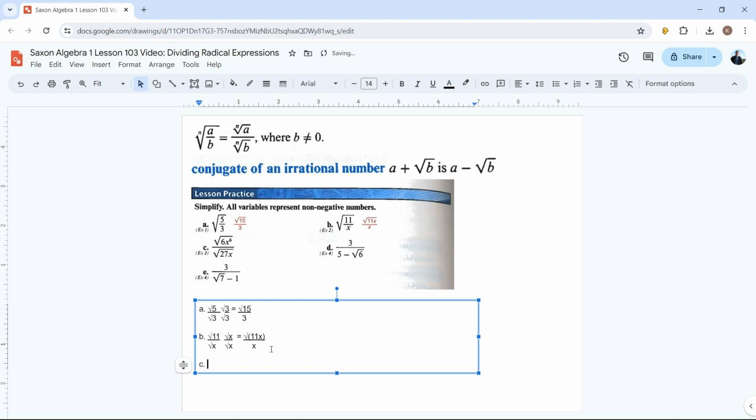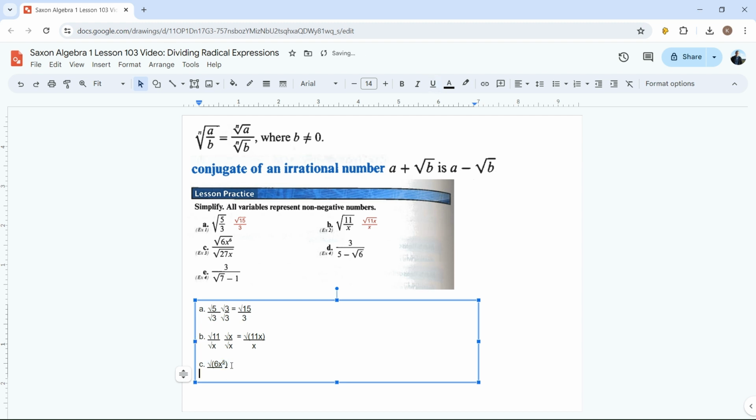Letter C is the same sort of thing. I have the square root of 6x to the sixth. Okay, now I'm going to notice something right away. Anytime I have a power that's even, I could actually take the square root of that. The square root is just going to cut that power in half. So, I wonder if I could do something about that x to the sixth in the numerator first. I'm going to have to keep that in mind.